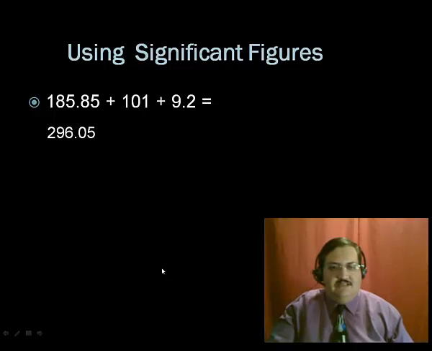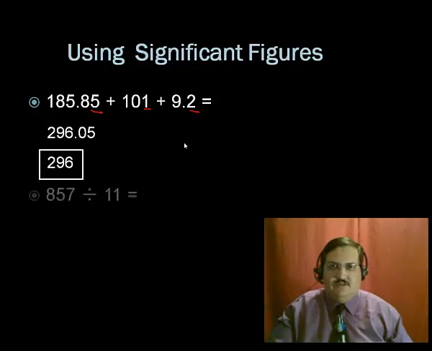I plug all of these in and I get 296.05. Now this is an addition problem, so I'm using the second rule for addition and subtraction. Here I go to the hundredths place in the first number, the ones place in the second number, and the tenths place in the third number. I use the least accurate one, which is going to be the ones place, which means that my number is going to be rounded off to the ones. That will give me 296. And as always, put a box around the correct answer.